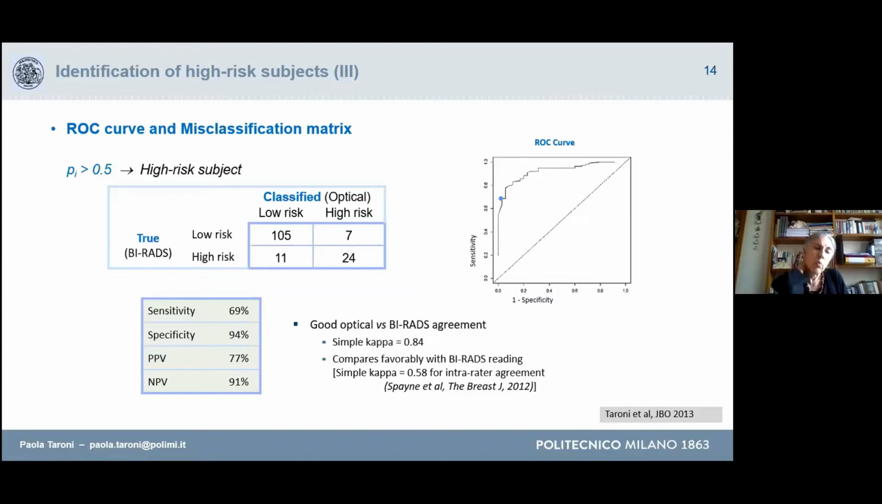But we have to consider that this is not a diagnostic application. Here we want to identify a group of women that are at high risk, so a small group of women that are all at high risk, and that will be monitored during their lifetime. Okay. So in this case, specificity is even more important. It should be favored with respect to sensitivity.